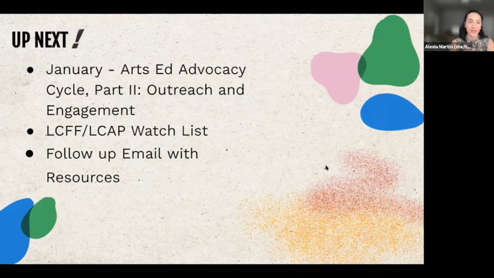As Adelaide said before, in January, we have the Arts Ed Advocacy Cycle Part 2, which will focus on outreach and engagement. So please stay tuned for that. We have all of your email addresses via the registration link, so we will be sending out the date once we solidify that. And then we also have an LCFF and LCAP watch list. We compiled this list of YouTube videos that are really great at explaining what we talked about today, LCFF and LCAP, and that's also available in Spanish. And we will be doing a follow-up email with the various resources that we shared in this presentation, along with the presentation itself and a video of the presentation and all of our speakers.